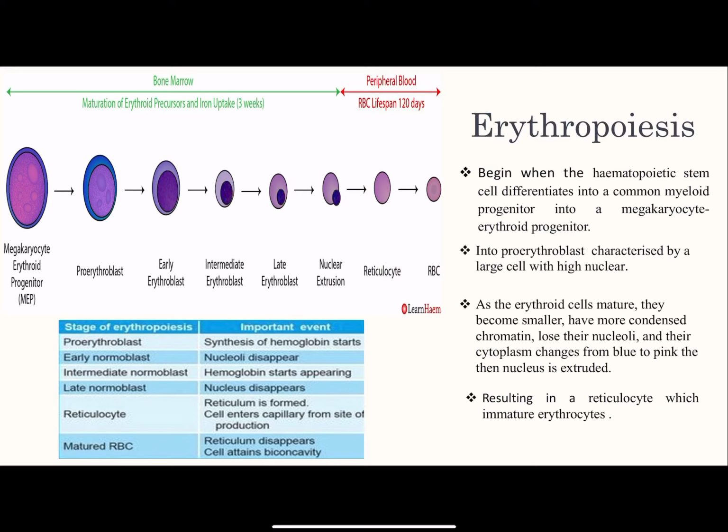Then the reticulocyte will stay about 3 days in the marrow before entering the systemic circulation, where it will take about 1 more day to fully mature, losing its remaining organelles and becoming an erythrocyte.